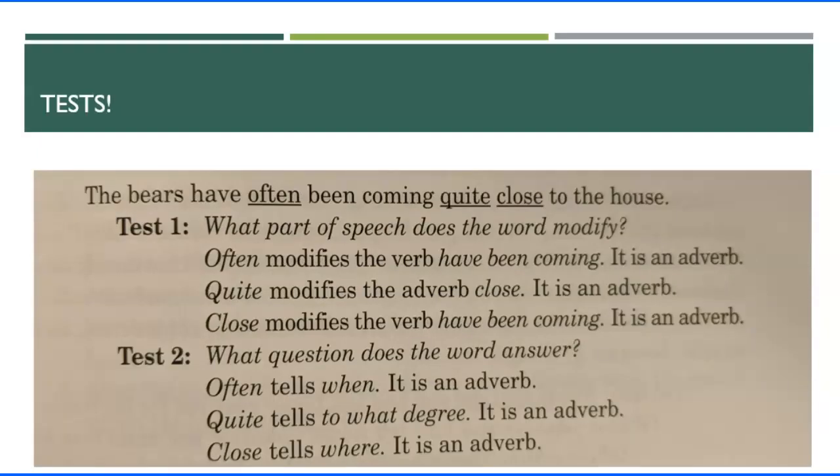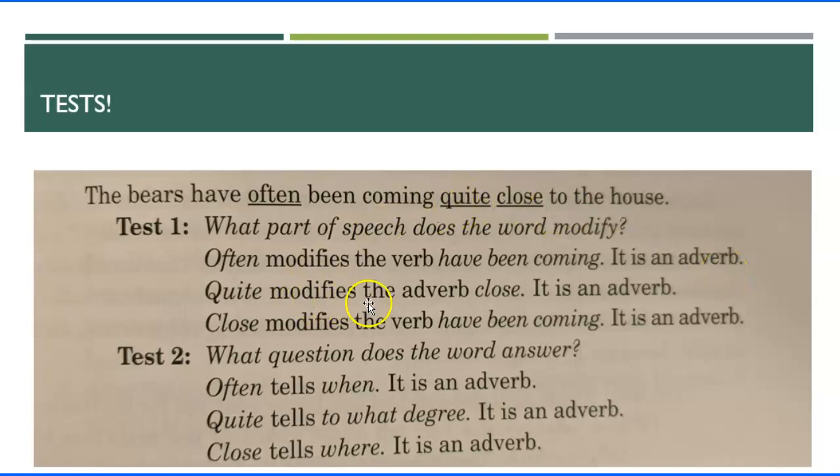Okay, so we're going to do a little test here, and there's one on page 402 into 403, but I'm doing the one on page 403. We're looking at the sentence, the bears have often been coming quite close to the house. So we're looking at the underlined words, and the first question, what part of speech does the word modify? Often modifies the verb have been coming. When have they been coming? Often. So that's an adverb.